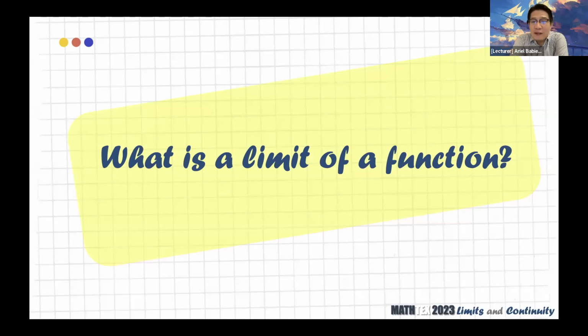What is a limit of a function? Okay? Kanina tingnan lang natin, saan ba natin kailangan yung limit? But then we haven't answered yet. What is a limit of a function?